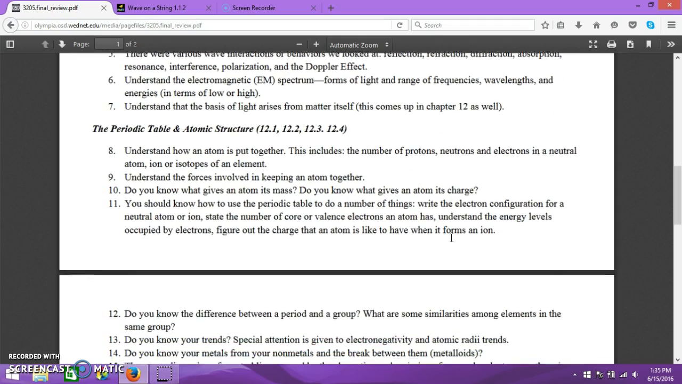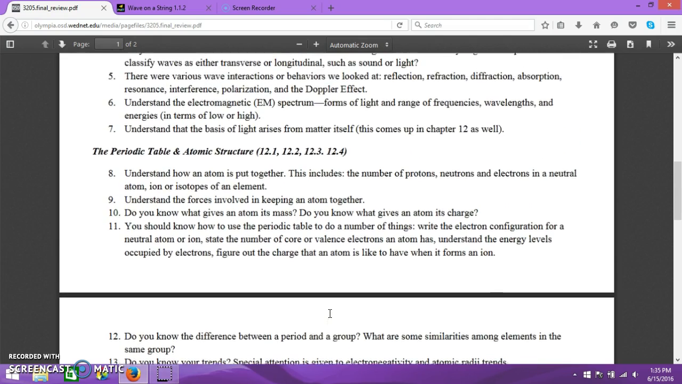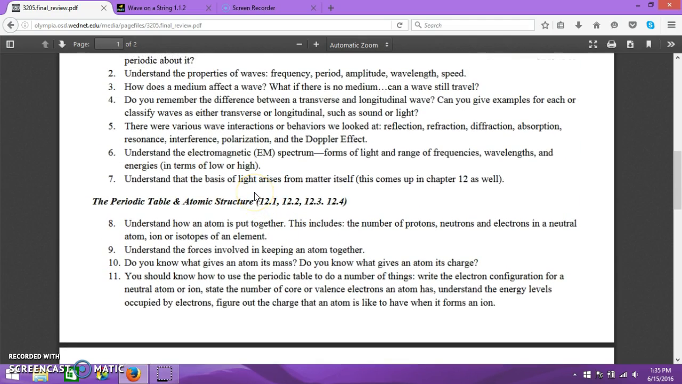And you'll notice in chapter 12, we had this idea with the spectral lines, that as atoms, as matter absorbs light or absorbs energy, it's going to emit energy based on how those electrons are rising and falling within the energy levels. And that's all that means, is that when we first talked about light, we really didn't talk about the basis of light. Where is light coming from? And where it's coming from is matter itself. So nothing really key there. It's just tying waves into chemistry a little bit.